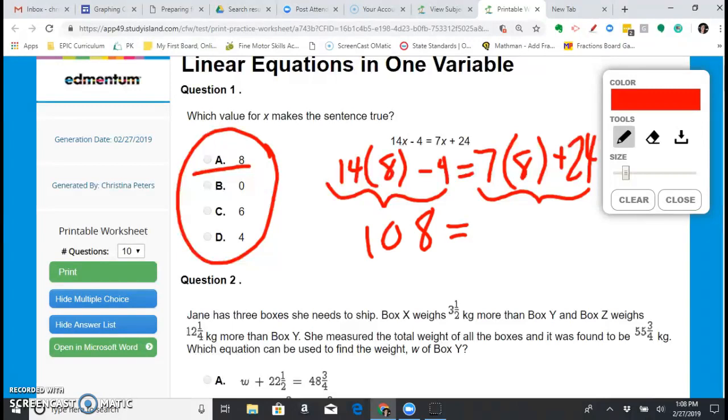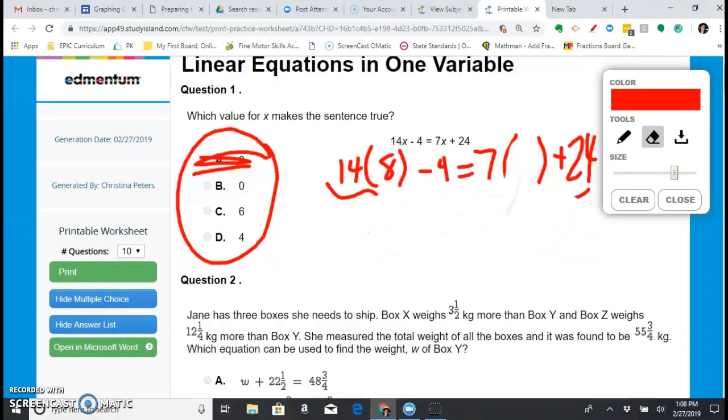7 times 8 plus 24 is 80. Those don't equal each other. It means it can't be 8. So we're going to do the same process. Change the X. Do you think it can be 0? That'd be negative 4 equals 24. Can't be 0.